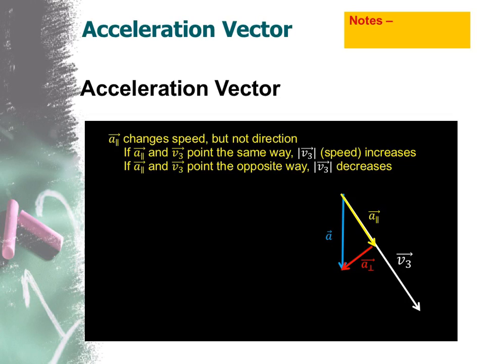So if I have a parallel component of acceleration, and the velocity, if they point in the same direction, then the magnitude of this velocity vector is going to get bigger, which means that it's going to increase in speed. So that's what we have here. This object is going to speed up because this parallel component of the acceleration is pointing in the same direction as the velocity. So over time, this component of acceleration is going to cause this vector to grow in magnitude.